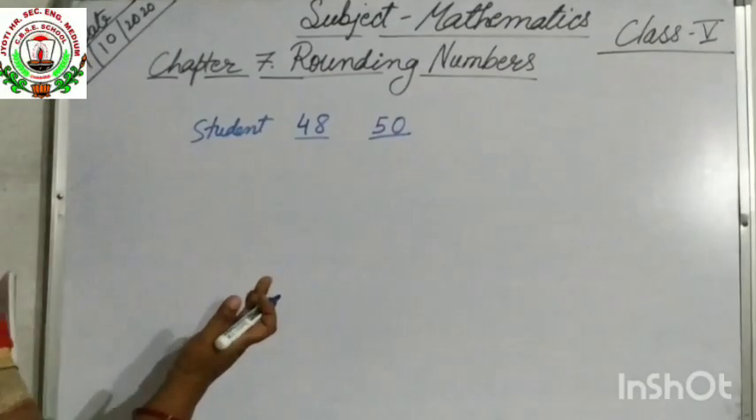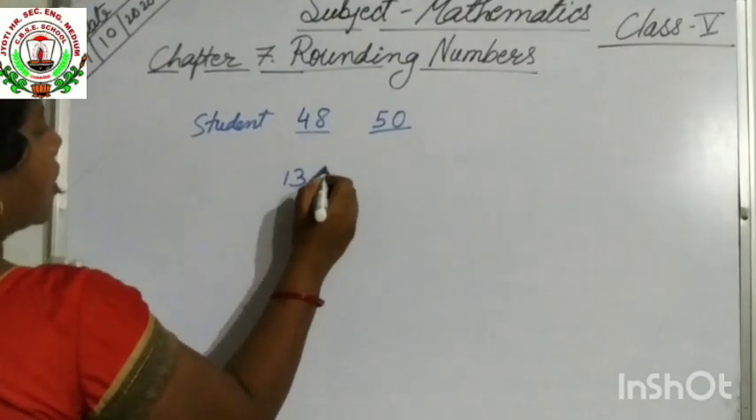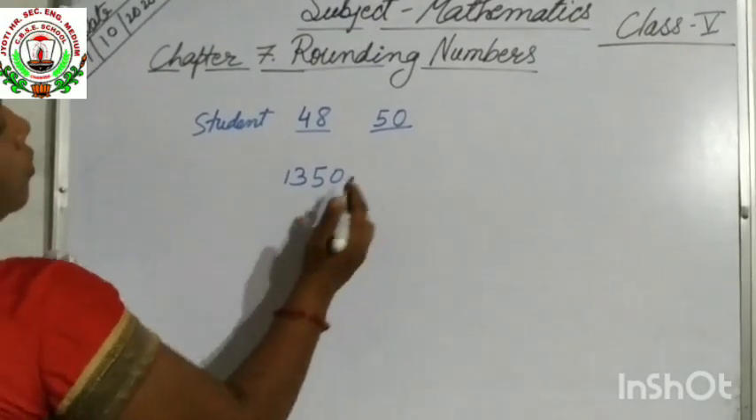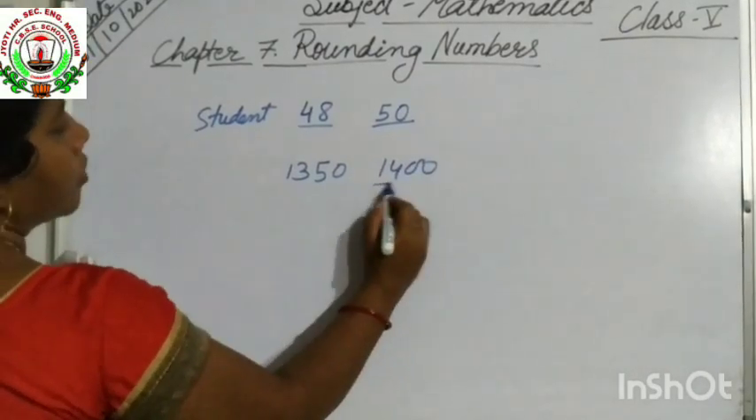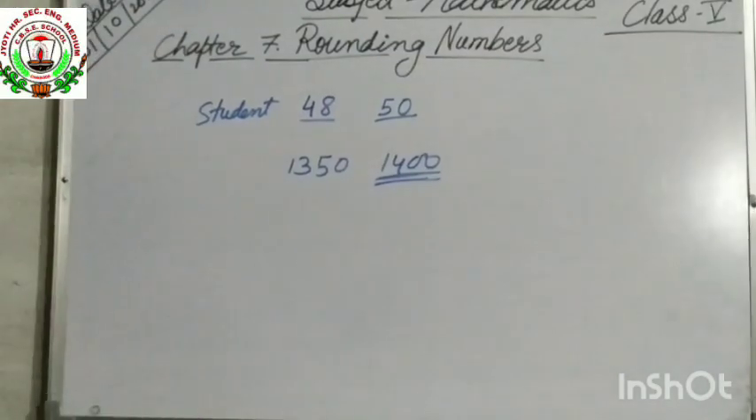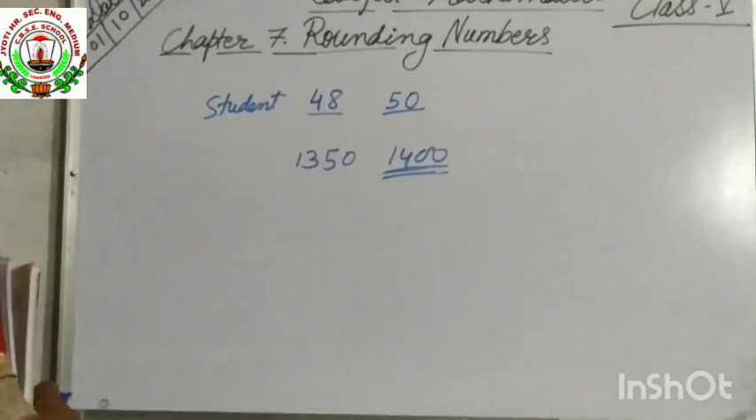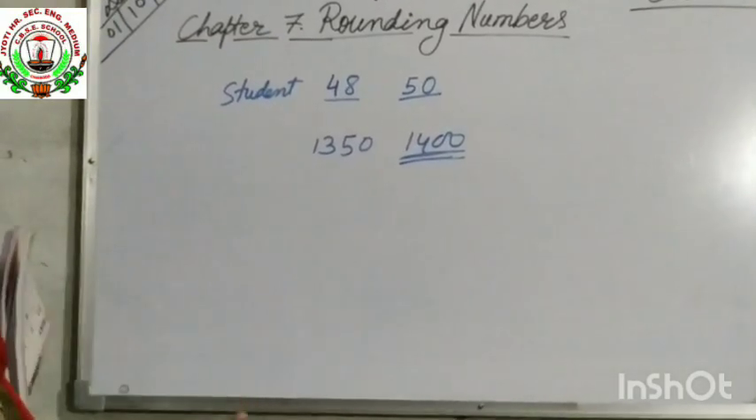Suppose you went to the market and bought something and spent some money, suppose 1350 and something, and when your mother asks you, you give the answer like this, approximately 1400. So here we are doing approximation. We will learn today how to give an approximate answer and how we round the numbers.